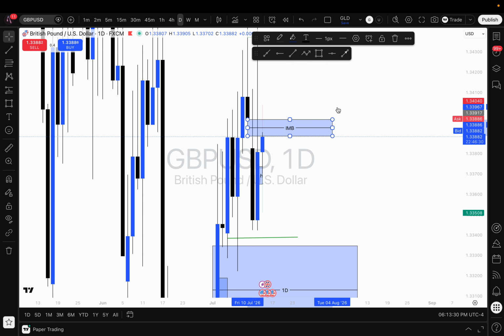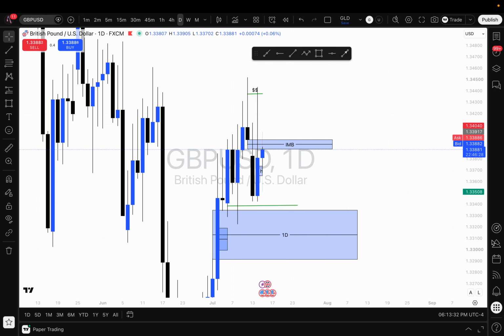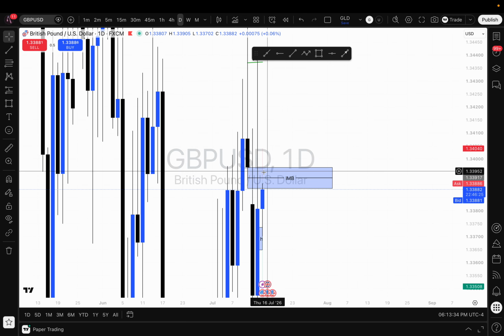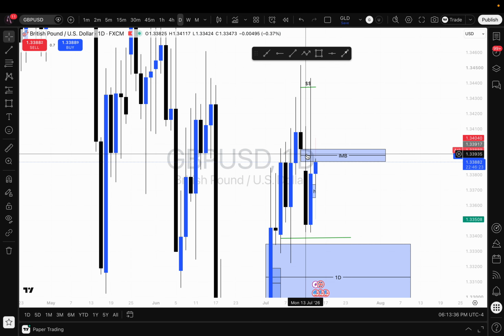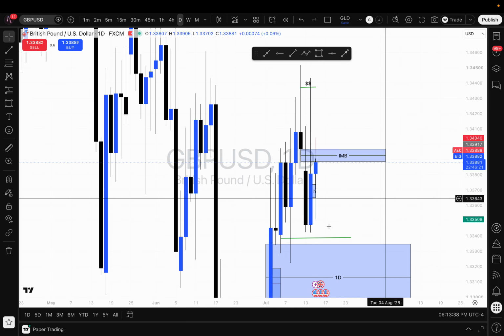It looks like price is going to get that imbalance. Imbalance is just a gap in price. The market always wants to fill orders, and that would be considered an order because it's a gap in price, so the market needs that.